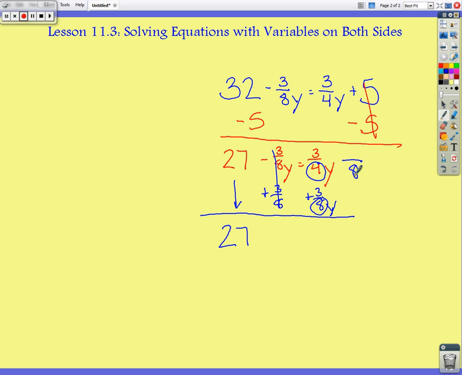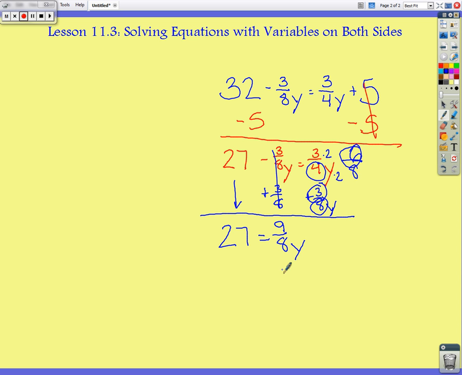What would I multiply 4 by to get 8? I multiply it by 2. 4 times 2 is 8. Multiply the numerator by 2. 3 times 2 is 6. So I have this equals 6 plus 3. The numerator is 6 plus 3. That gives me 9. That is 9/8 times y.